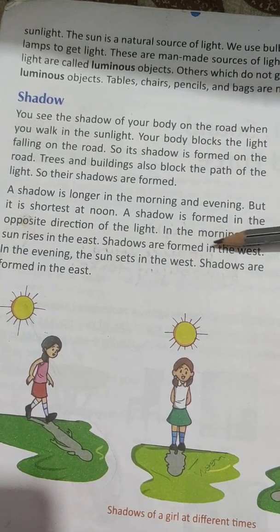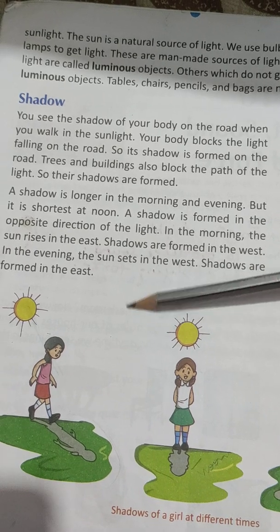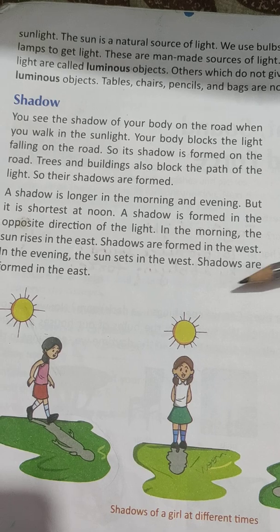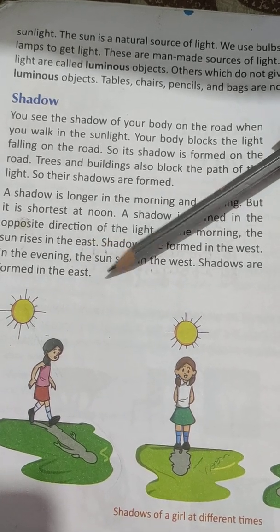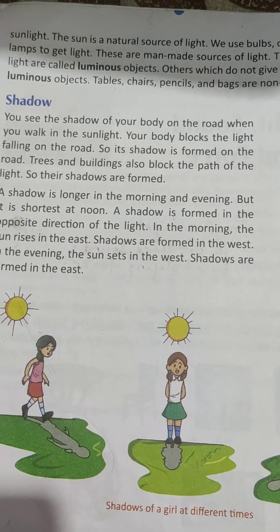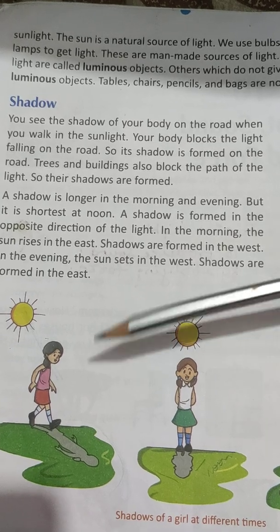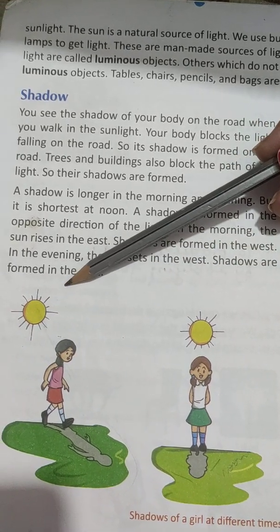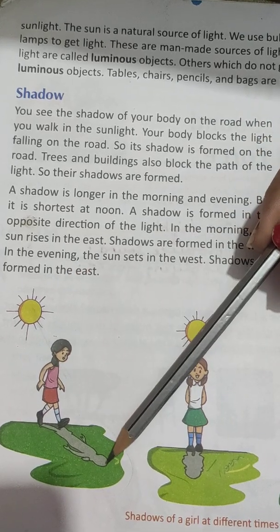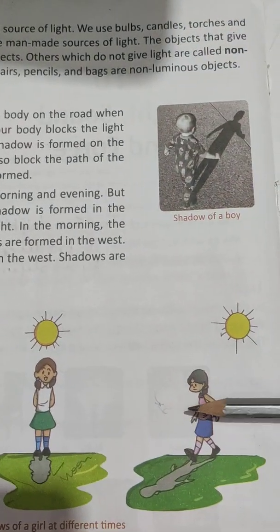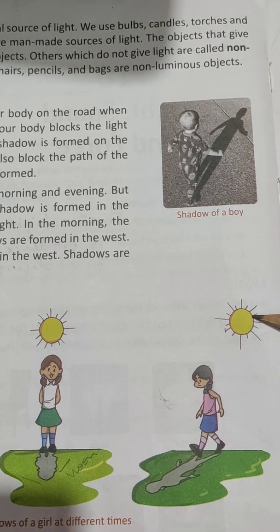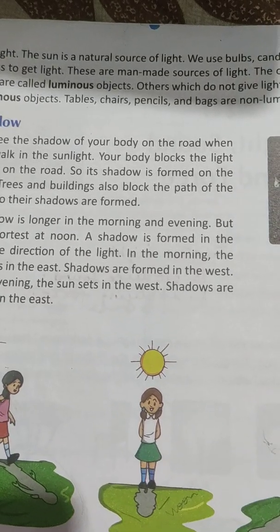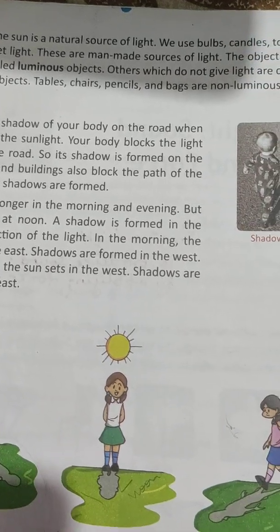In the morning, sun rises in the east, shadows are formed in the west direction. In the evening, sun sets in the west, shadows are formed in the east. So shadows are formed in the opposite direction. When you walk, when the sun rises in the east, shadow is formed in the west. When the sun sets in the west, shadow is formed in the east direction. Okay, beta? Remember these points?